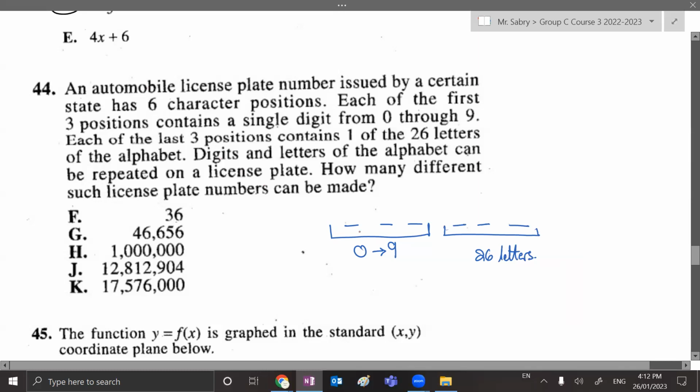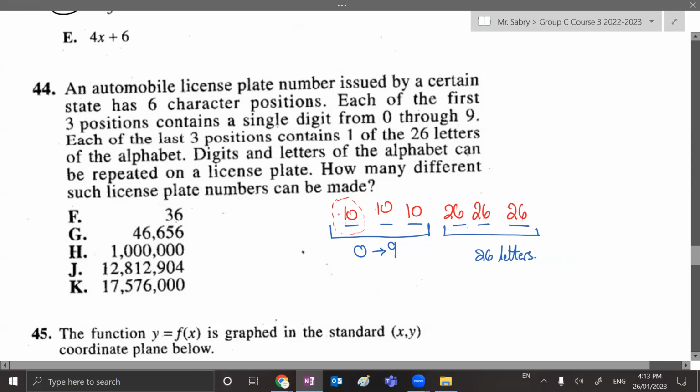When you think about it, in the first 3 positions for the first 3 numbers, how many possible digits to pick from in the first position only? How many digits possible? There are 10 digits from 0 to 9. These are 10 possible numbers. And then they did not say anything about repetition, so I can repeat any of the numbers that I select. So I still have 10 choices to pick from here. And I still have another 10 choices to pick from there. As for the letters, I have 26 letters to pick from in the first position, and also another 26 here and another 26 there.